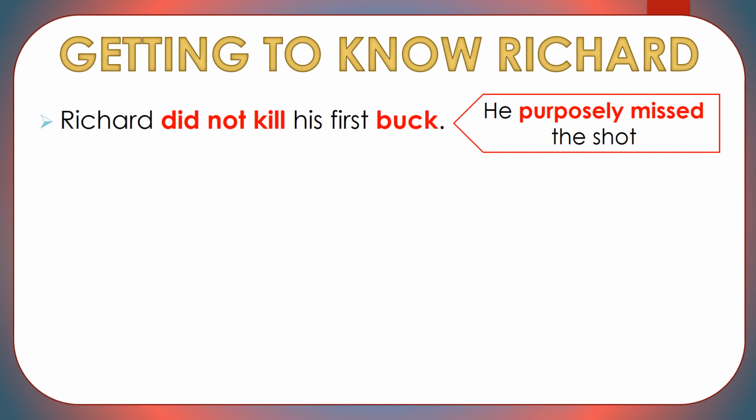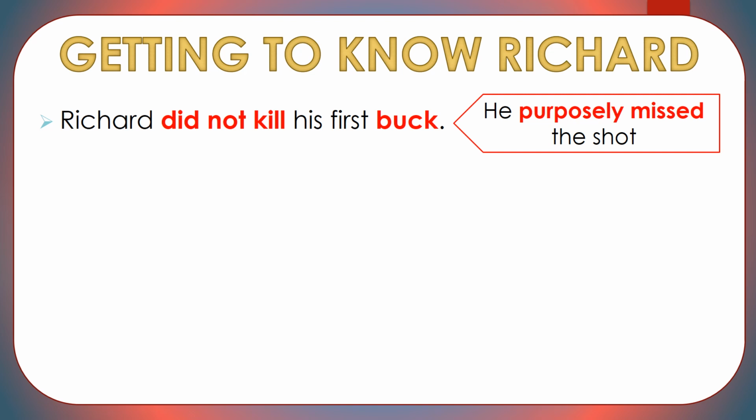When Richard did not kill his first buck, Gus was mocking him. Just like any older brothers. I'm sure if you have an older brother or an older sister, you would understand this situation. Normally, when you fail to do something, they would belittle you. They would mock you. Mereka akan memperkecilkan kamu. Right? They would say something like, alah, ini pun tak reti buat ke?